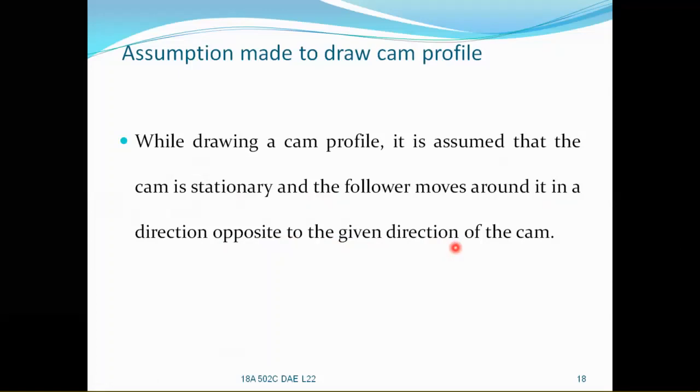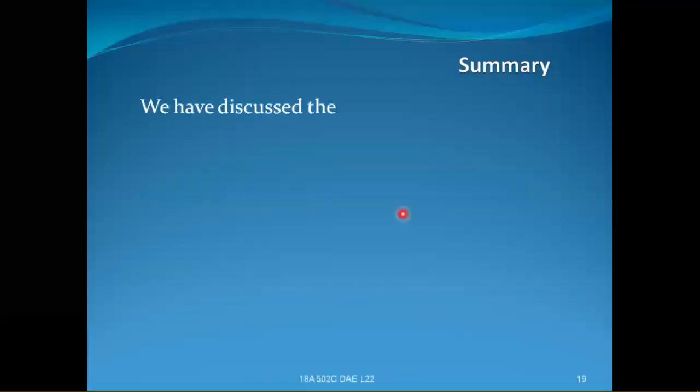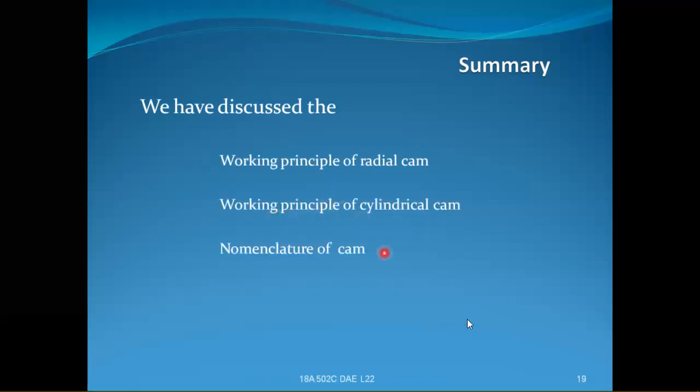So this is all about the working principle of radial cam and the working principle of cylindrical cam, and the nomenclature, and also information required to draw the cam profile, and also assumption made to draw the cam profile. So far we have discussed in this lesson. Let us see the summary. We have discussed the working principle of radial cam, working principle of cylindrical cam, nomenclature of cam, and cam profile of disc cam.